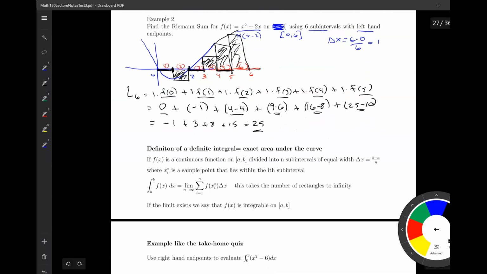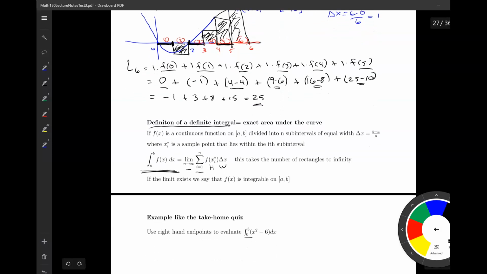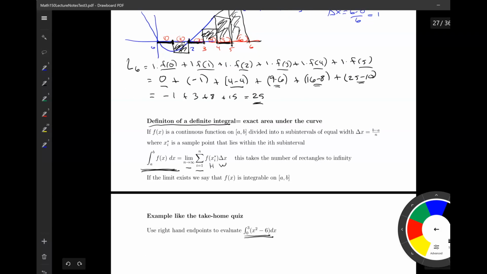All right, so this is the big deal. The definition of the definite integral is this: limit of the sum, height of the rectangle, width of the rectangle, and it gives us this integral from a to b. All right, so now we know what that means. This means the exact area under the curve, not just a finite number of rectangles.